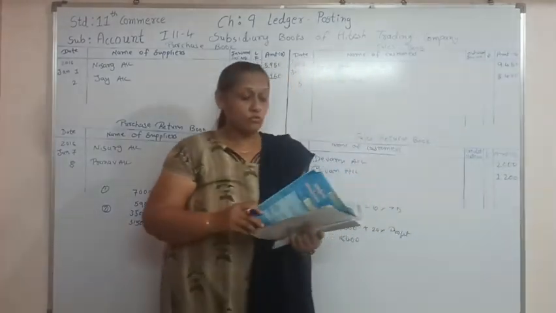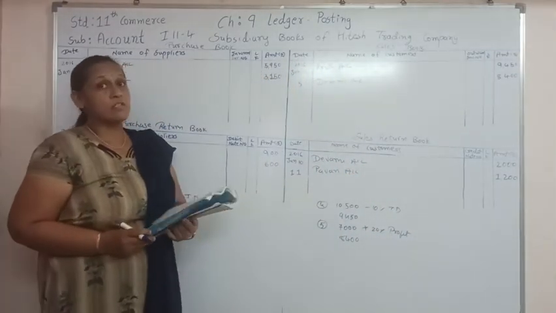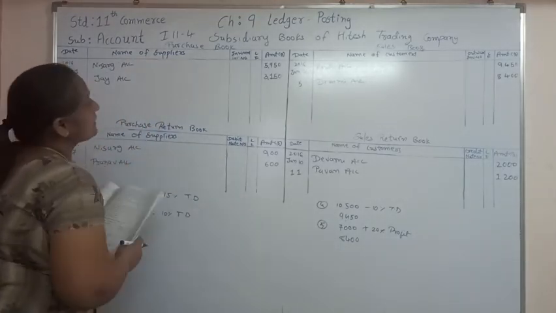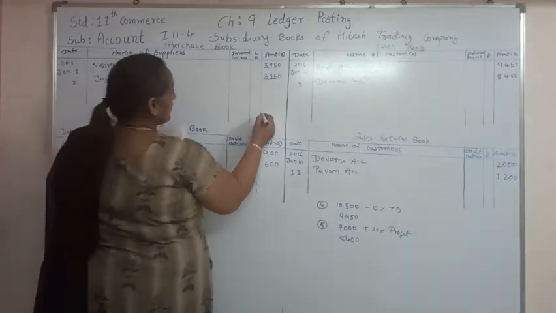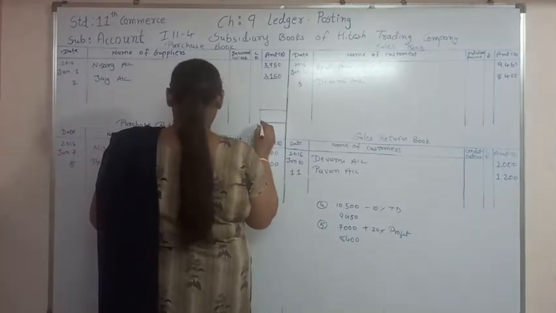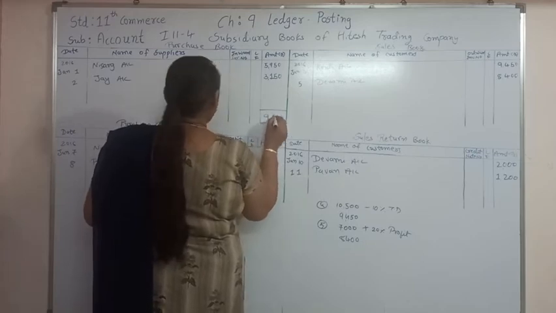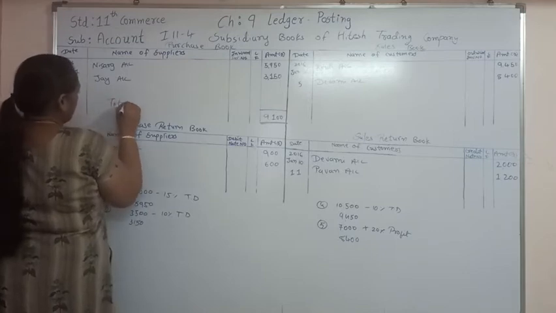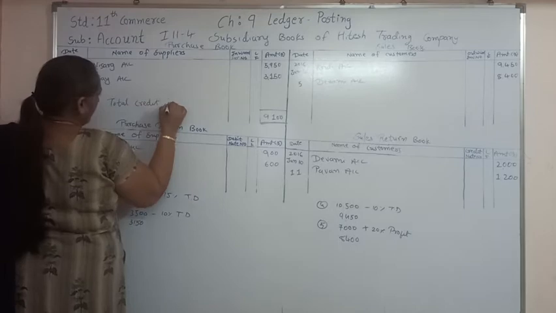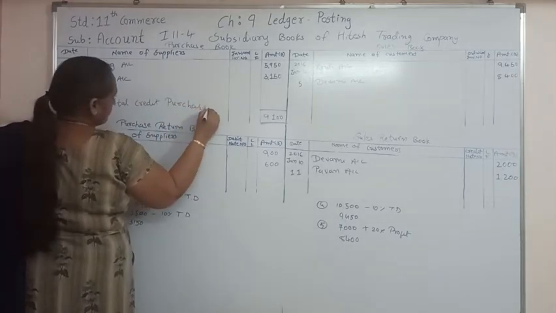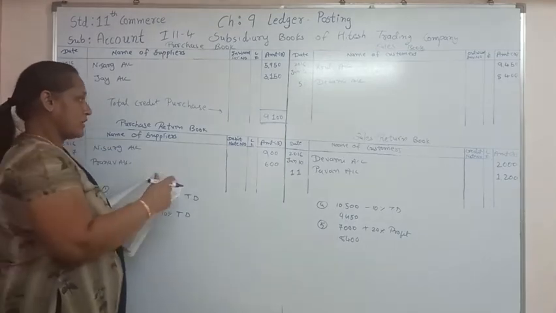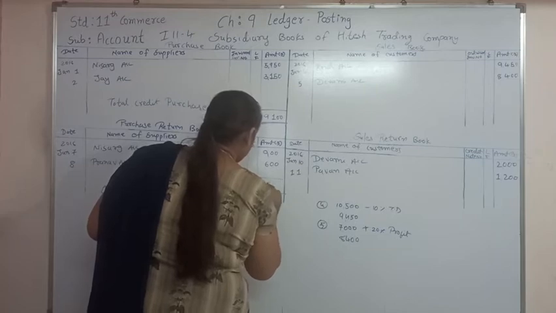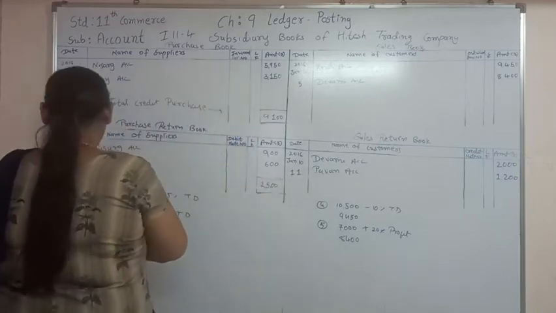So now we have to make the total of all the subsidiary books. Then let's do that. So here we can see 5,950 and 3,150, the total will be 9,100, and here we can say that is total credit purchase. Now here 900 and 600, total will be 1,500. So this is called total credit purchase return.